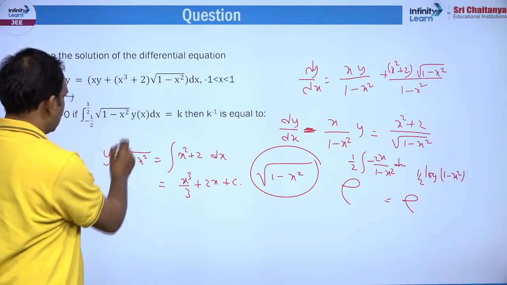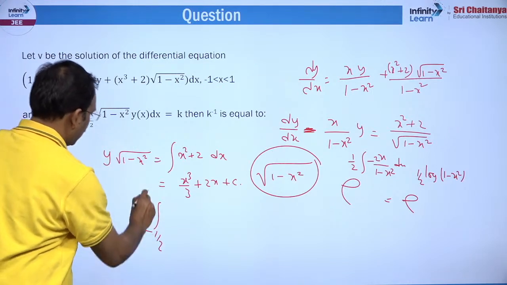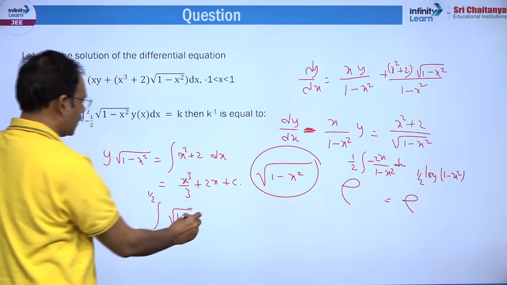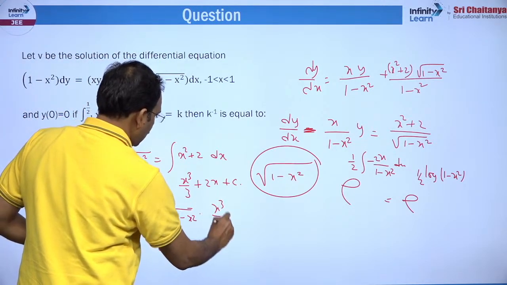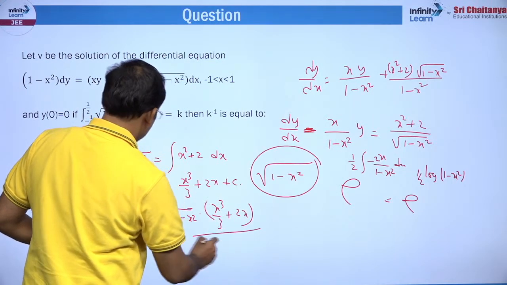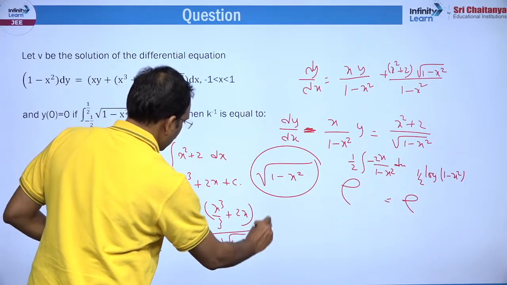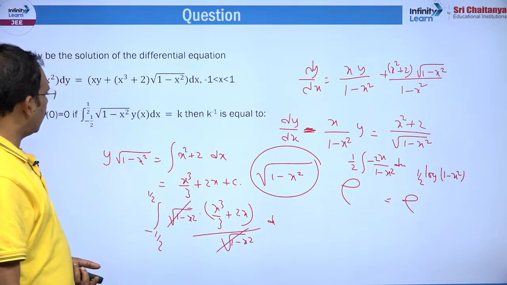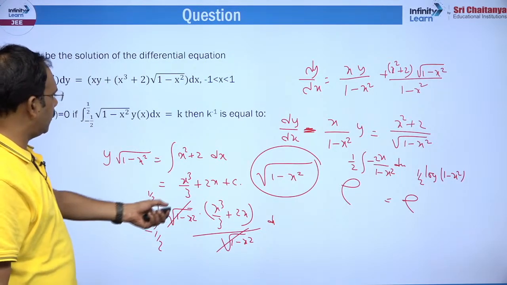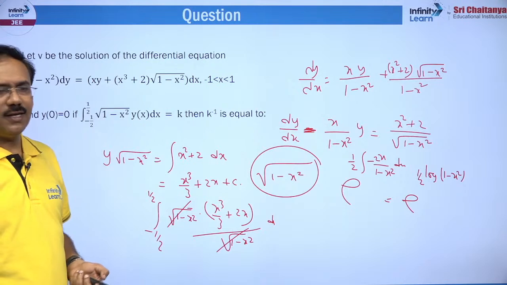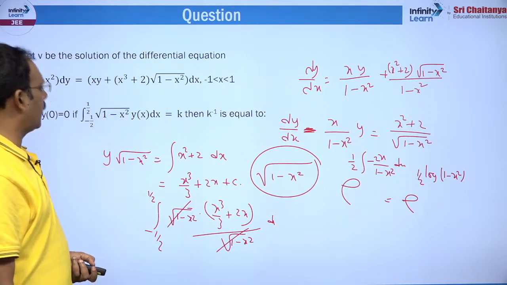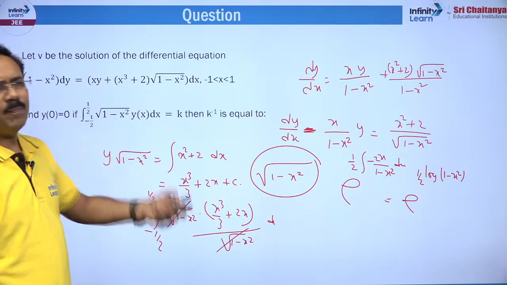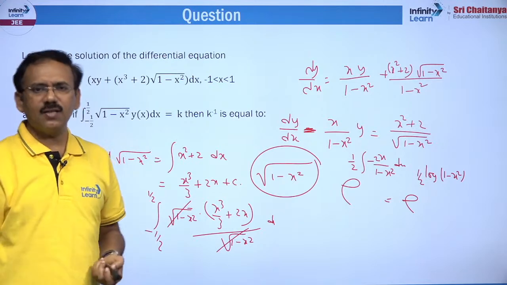So, in this case, you see, you want the integral from -1/2 to 1/2 of √(1 - x²) into y(x), which is (x³/3 + 2x)/√(1 - x²) dx. These two got cancelled, and this is going to be an odd function. Accordingly, you can find c, accordingly you can evaluate the integral easily, right. So, my dear friends, this is a simple LDE related question. He is extending the question to a little extent.